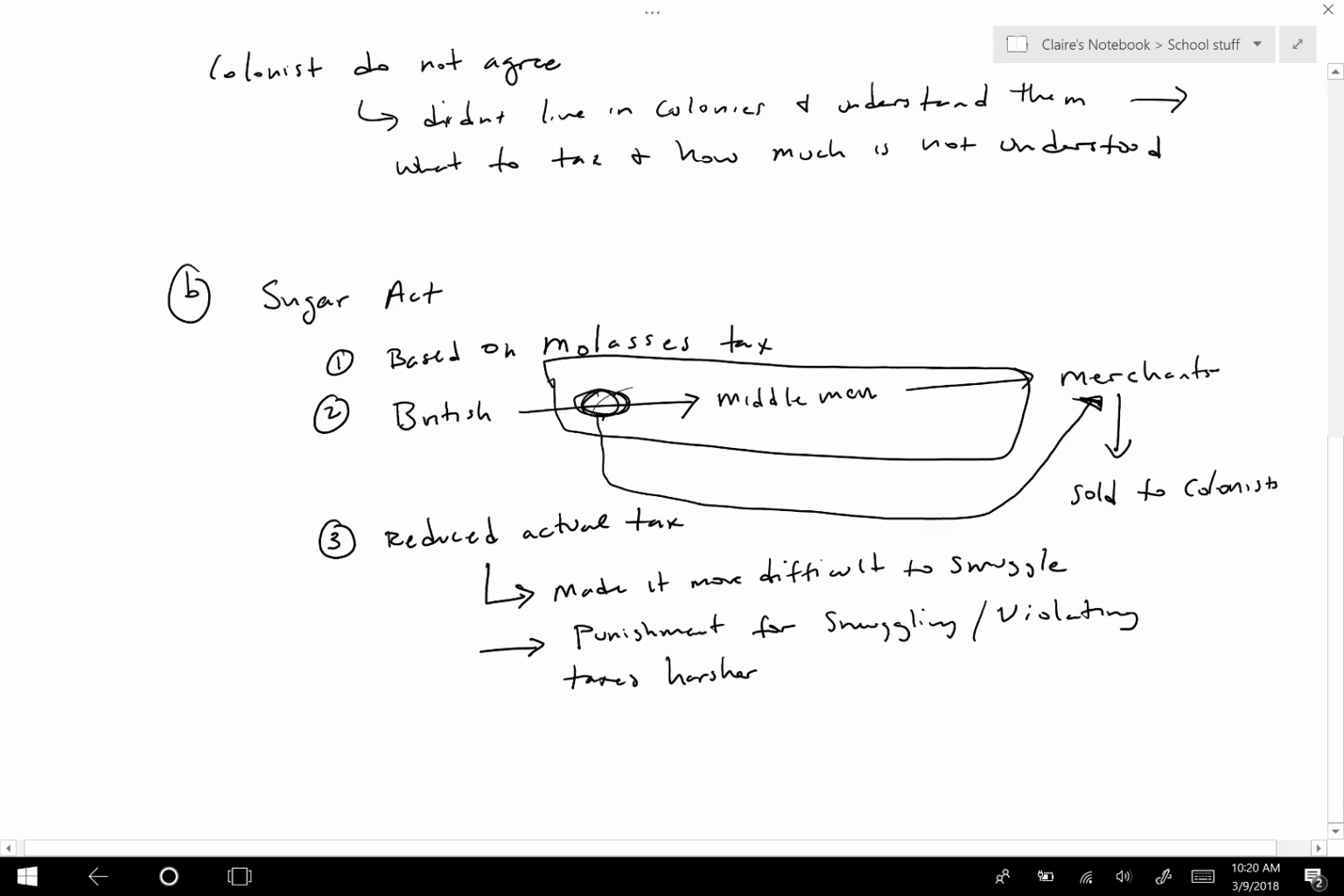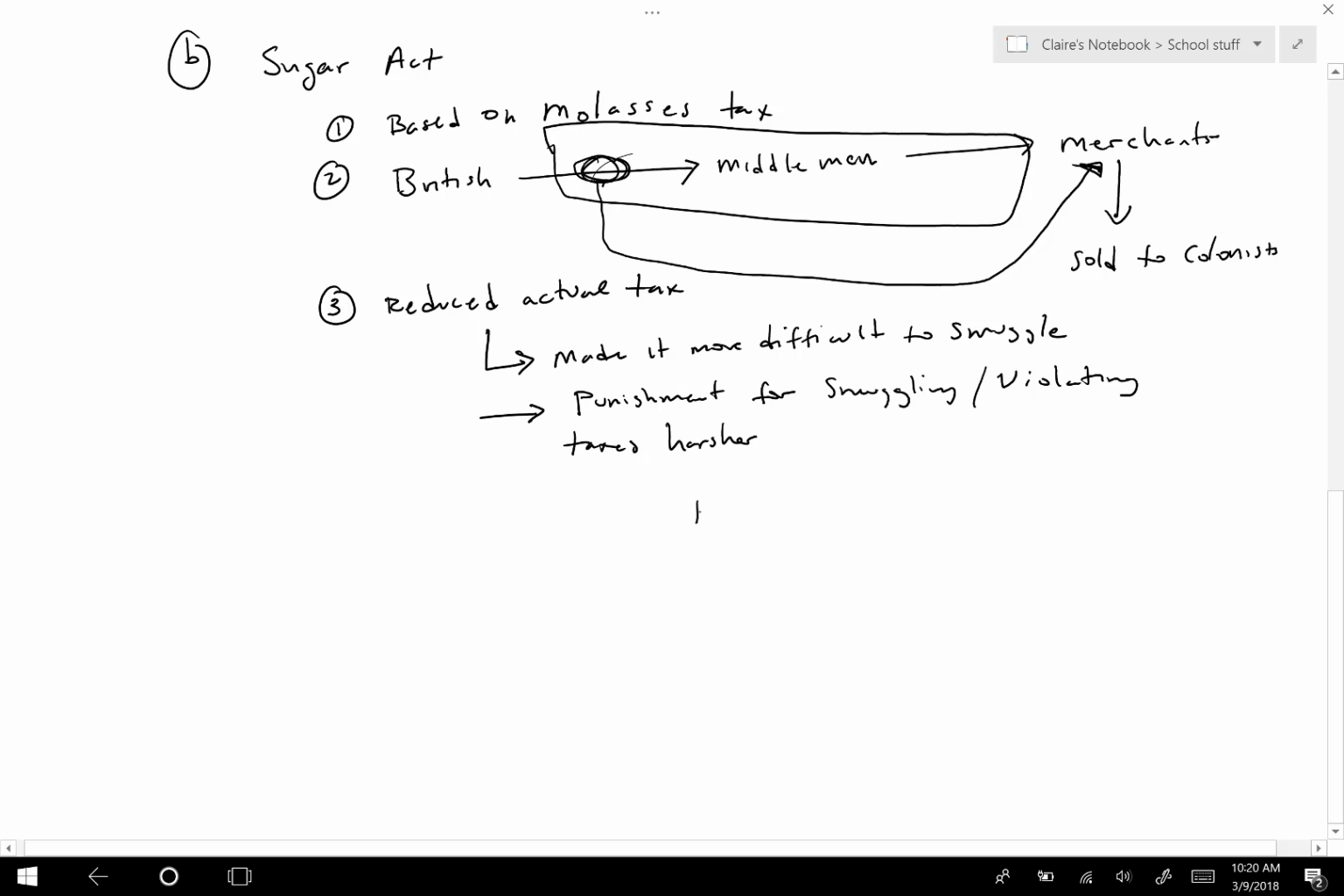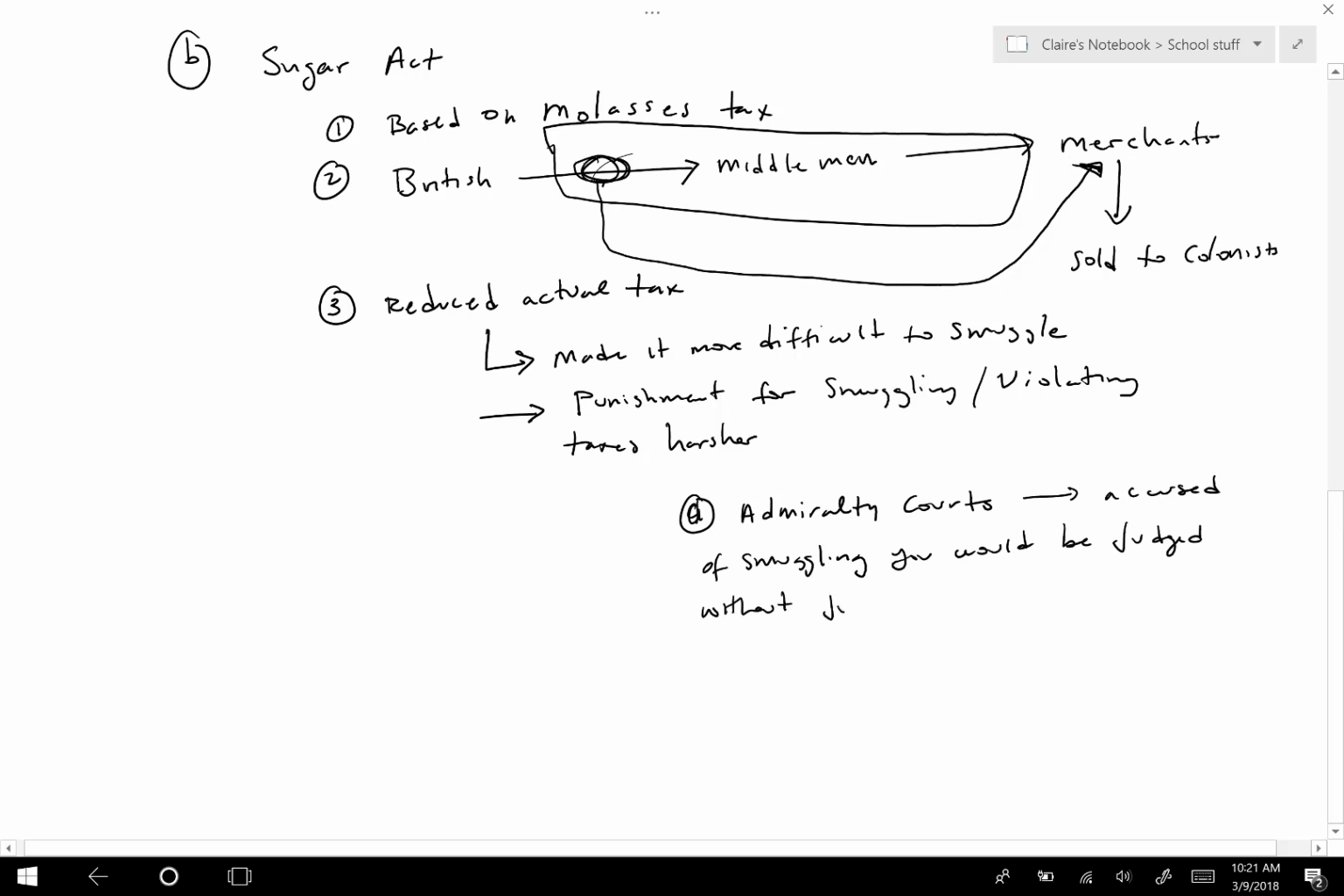And specifically how they did that is that they strengthened what was called the Admiralty Courts. What they specifically did with this is, if you were accused of smuggling, it gave them more power. If you're accused of smuggling, then you would be judged without a jury trial. Without jury trial. So that's the key of the Sugar Act.